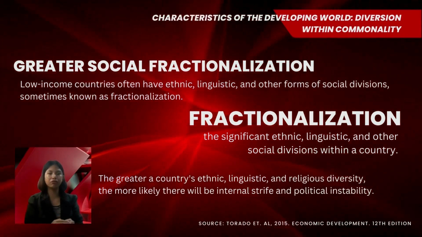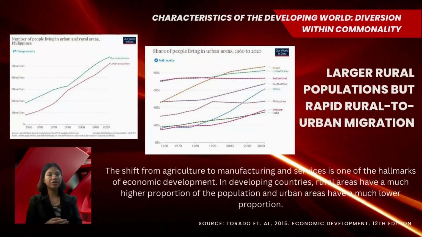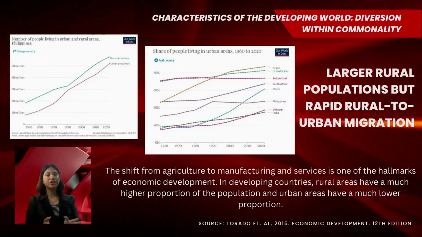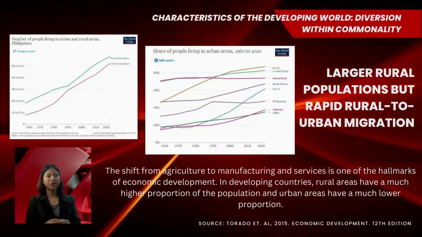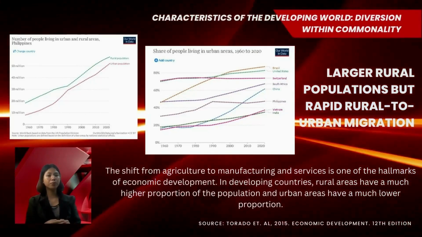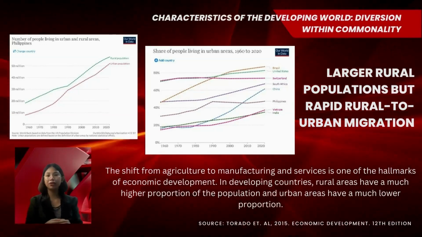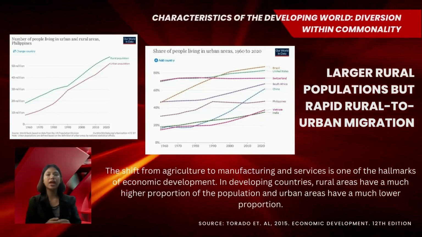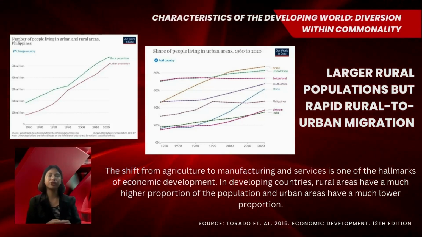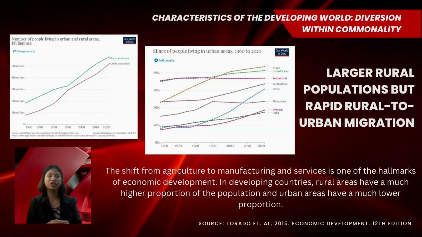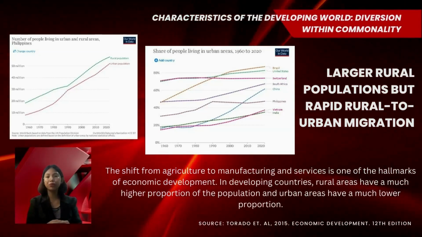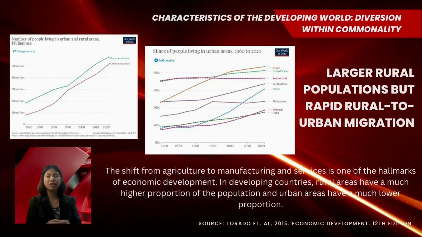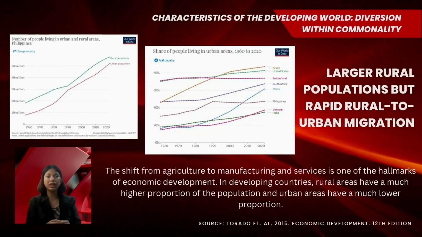of development efforts. Now is the larger rural populations but rapid rural to urban migration. The shift from agriculture to manufacturing and services is one of the hallmarks of economic development. In developing countries, rural areas have a much higher proportion of the population and urban areas have a much lower proportion. Middle-income countries are rapidly catching up to the developed world in terms of proportion of manufactured goods in their exports, despite the fact that these goods are typically less advanced in terms of skill and technology content.